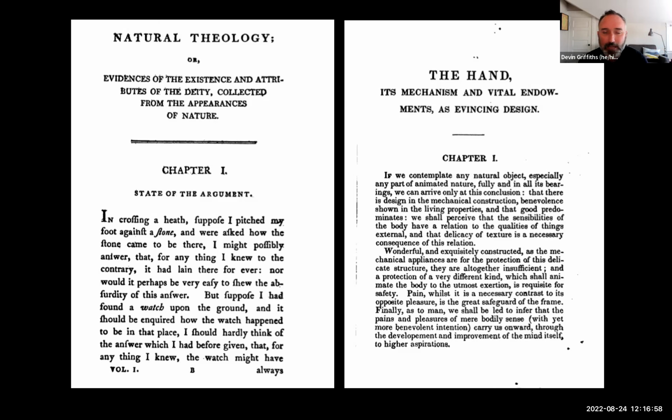But suppose I had found a watch upon the ground, and it should be inquired how the watch happened to be in that place. I should hardly think of the answer which I'd been given before, that for anything I know, the watch might have always been there. This is the beginning of his argument.